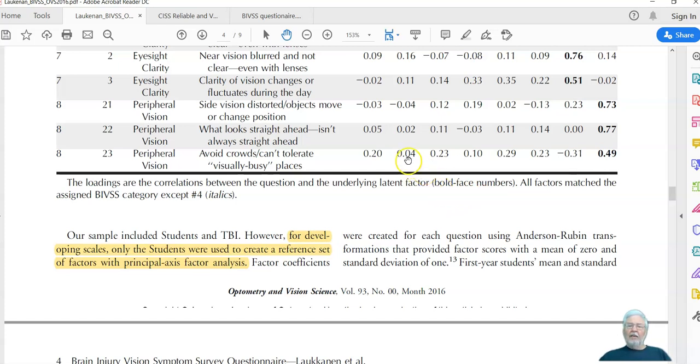So when we did this, when we were creating the factors, we only looked at first-year students. Even though our sample had both first and third year students at TBI, we wanted the subscales to be a reference group for first years. And then we're comparing the groups against that.